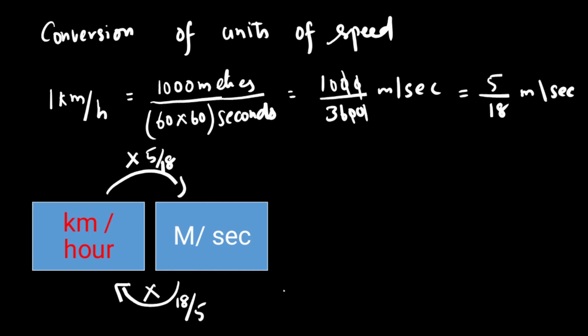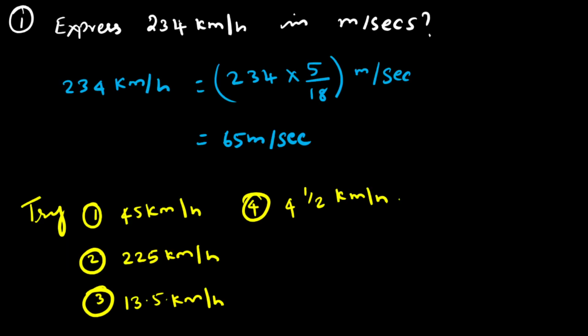If you want to convert kilometer per hour into meter per second, multiply by 5 by 18. If you want to convert meter per second into kilometer per hour, multiply by 18 by 5. We'll see a sum now.